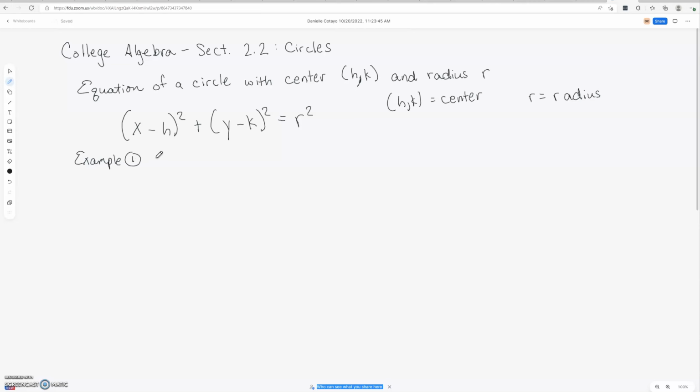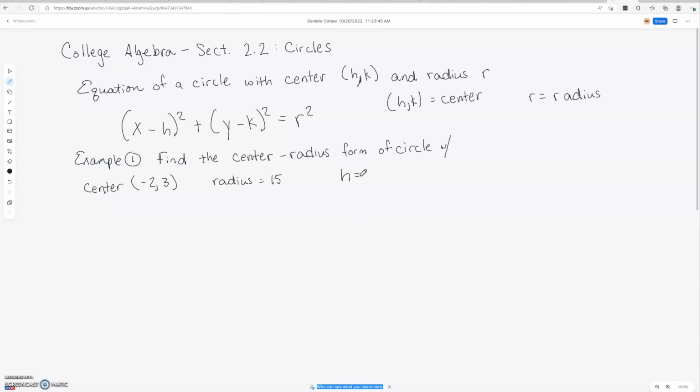So they want you to find the center-radius form of the circle with a center of (-2, 3) and a radius equal to 15. Okay, so what is my h?